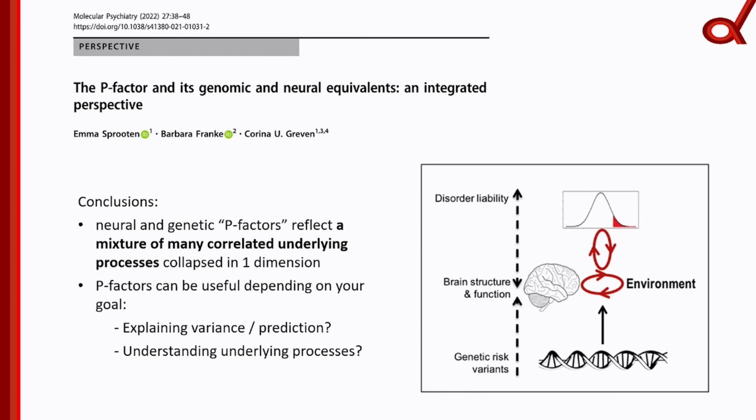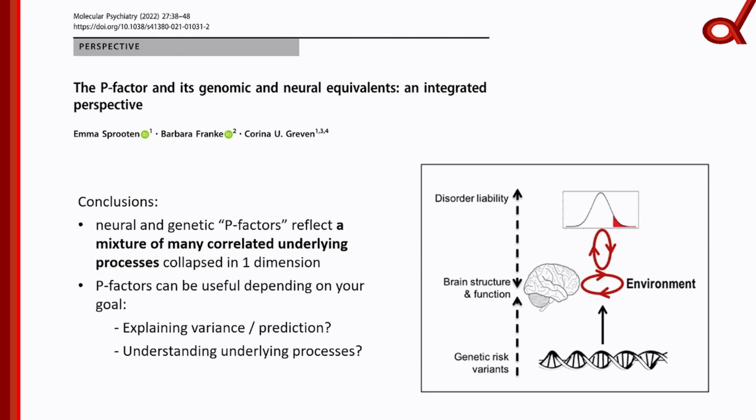Because of this complexity of what these P factors represent, their utility really depends on what you want to aim for. So if you're aiming to explain a lot of variance and to have a very efficient prediction model with few predictors that are uncorrelated and that explain a lot in your outcome, then this is a very good strategy to use. However, if on the other hand you're interested in understanding more about the underlying mechanisms that drive this covariance, then deriving such a single factor is not the most useful, and other multivariate methods will be needed.